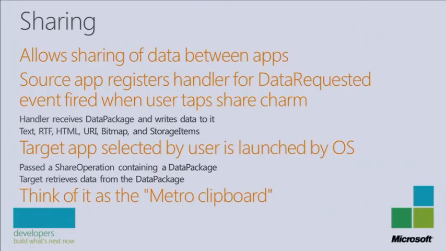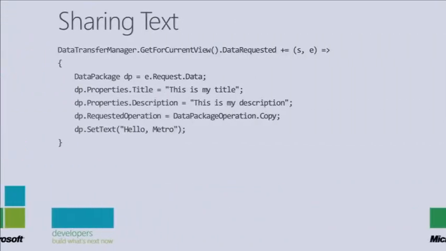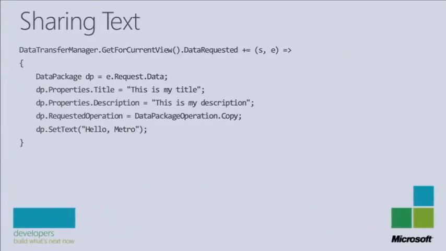So if I want to be a share source, that is, share data from my app, I implement a sharing contract, and that's pretty simple to do. What I do in my code is register a handler for an event named data requested, which comes from an object called the data transfer manager. Bottom line is, if while my application is running, the user drags the charms bar out and clicks the share charm, I'll see this event fire in my application. And my job now is to take any data that I wish to share and to provide it to the OS.